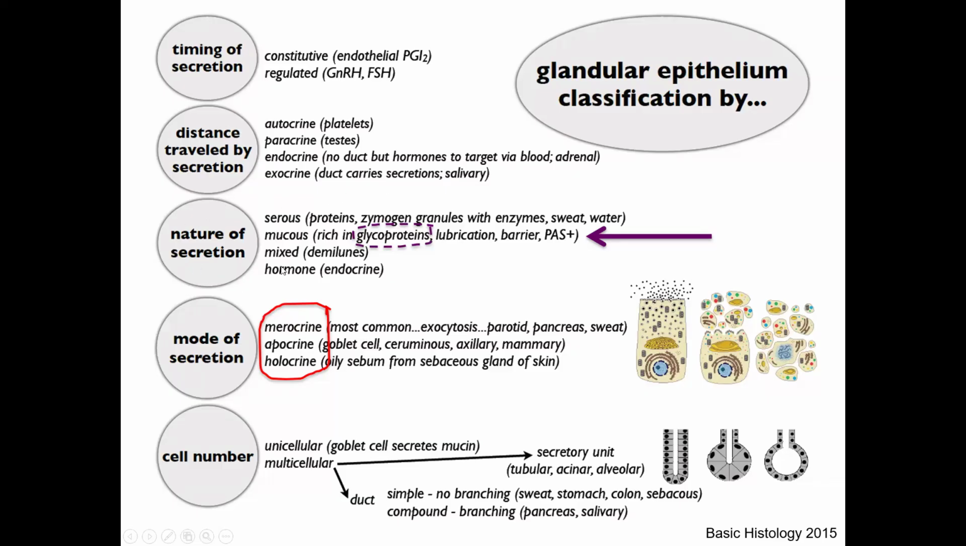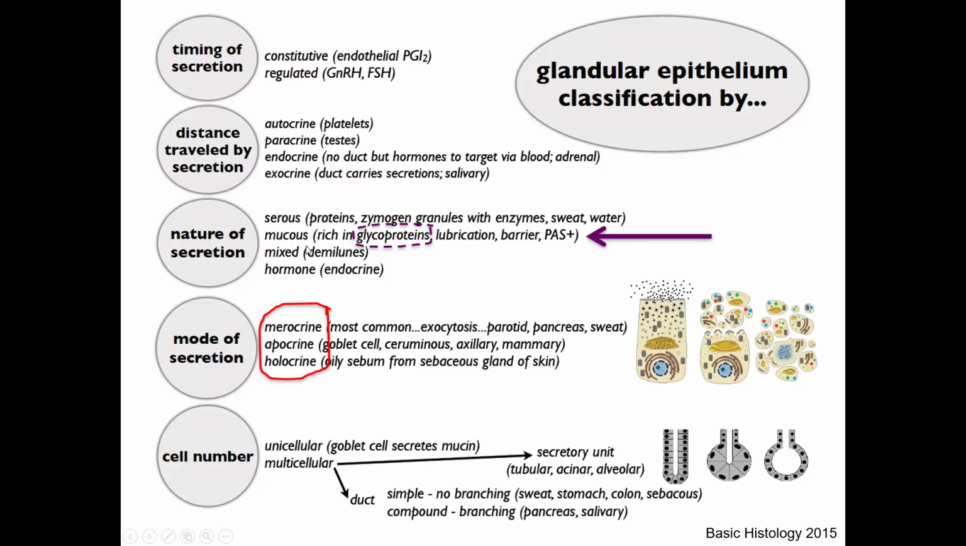According to the nature of the secretion, there is a serosecretion. The serosecretion is a protein secretion, proteins that are not glycosylated. It's a watery secretion. The zymogen granules in the pancreas that we discussed already contain a serous secretion. The zymogen is a serous secretion.